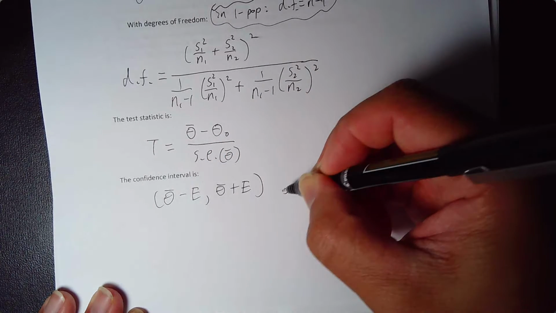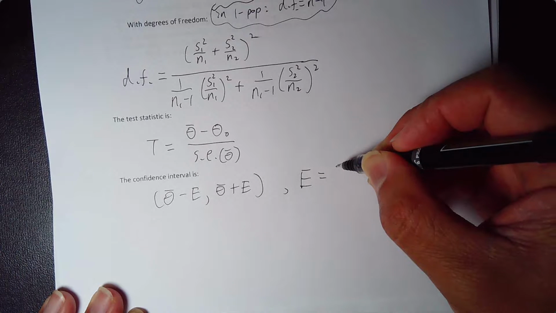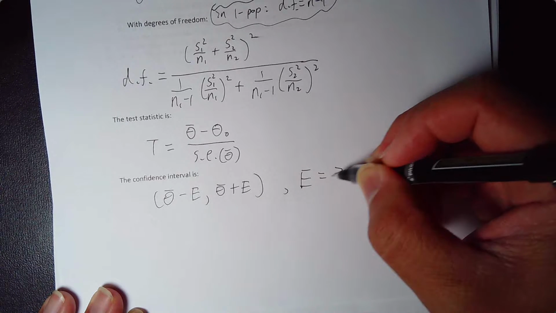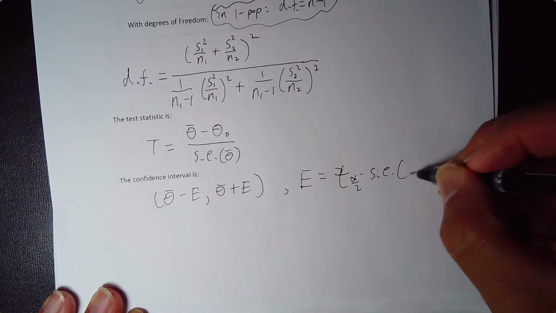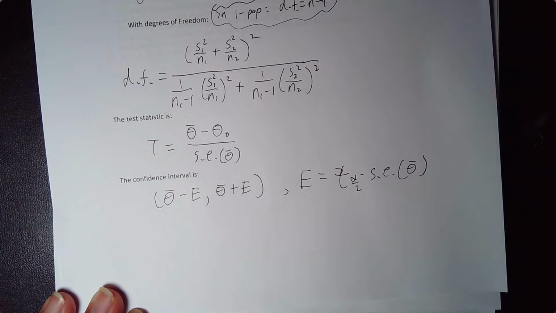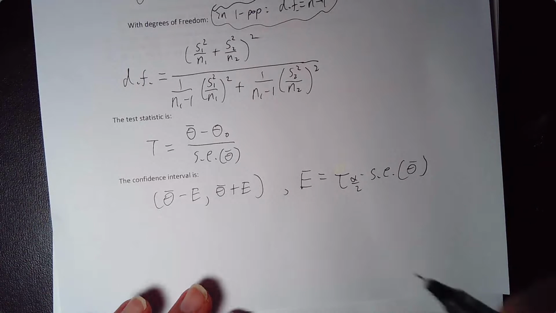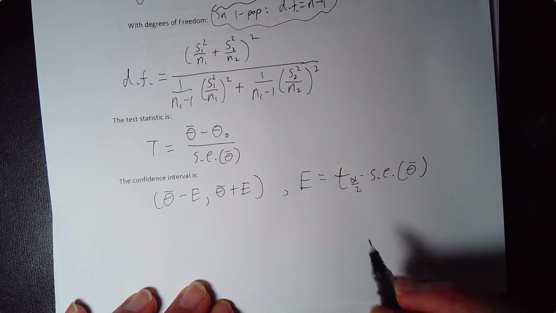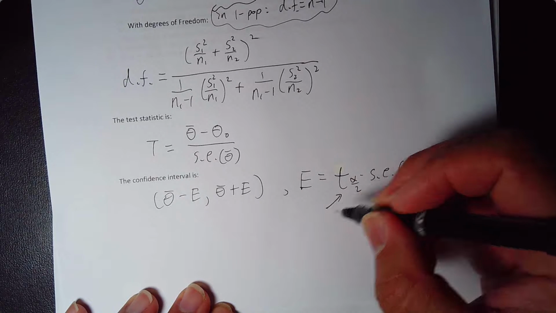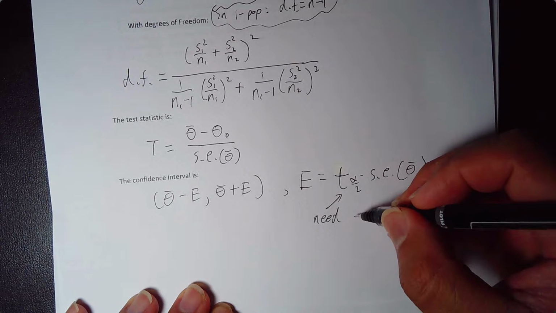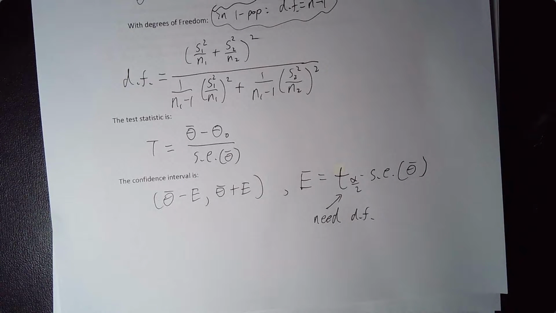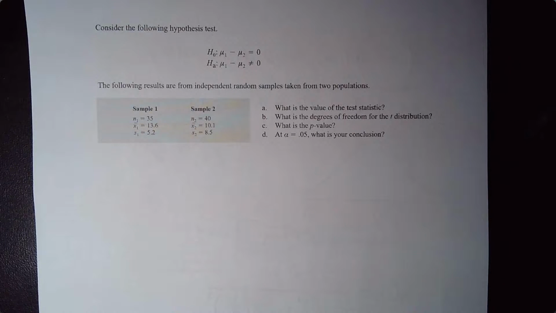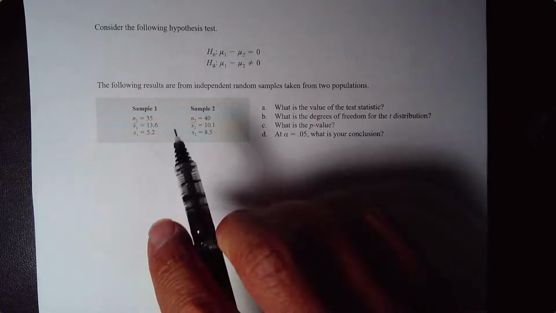Now the margin of error, remember, is the t distribution times the standard error of theta bar. Let me fix this really quick. It's the t critical value. So again, this is where we need the degree of freedom, if we want to look up the critical value. So let's do an example here.